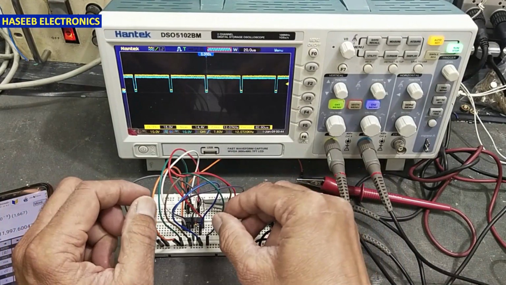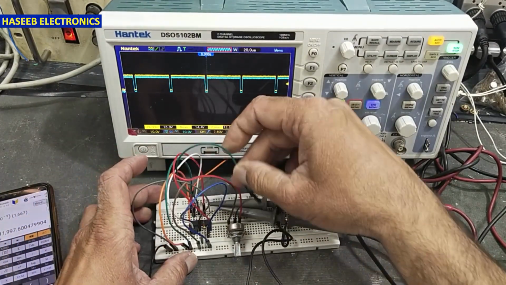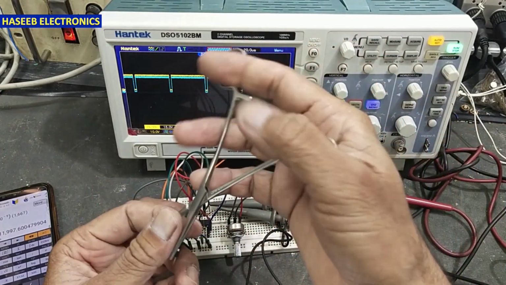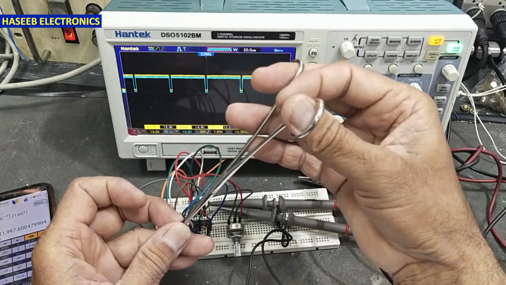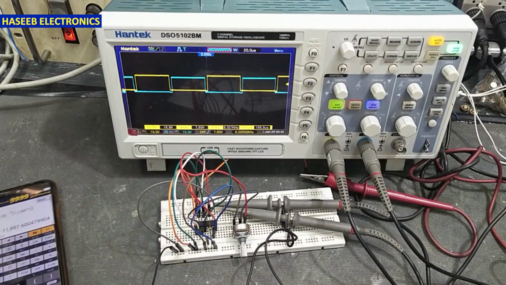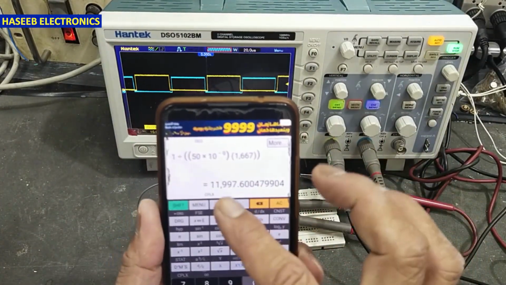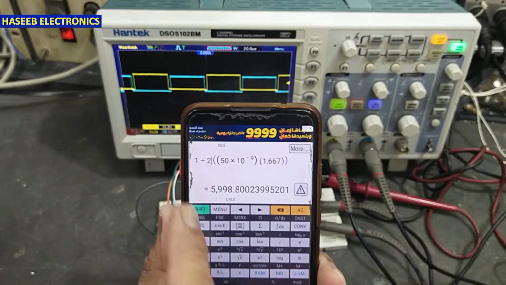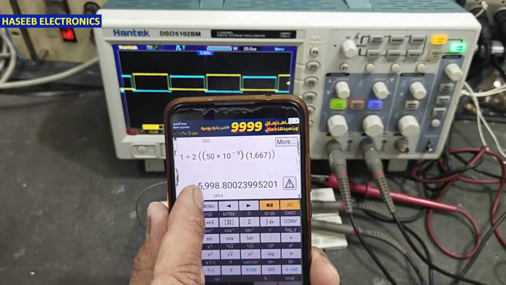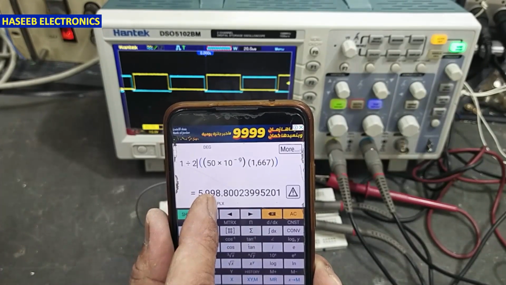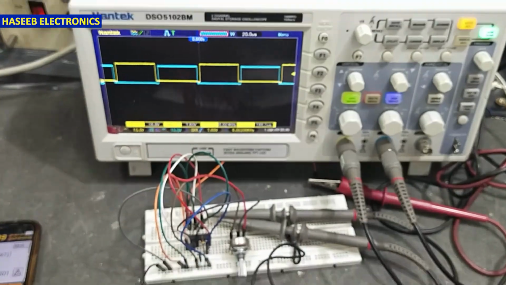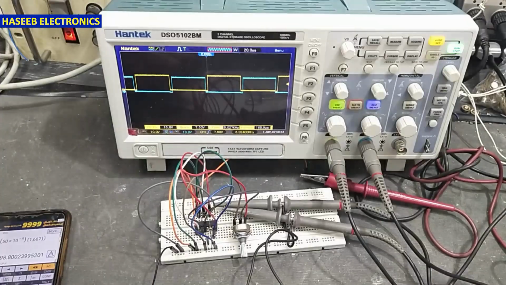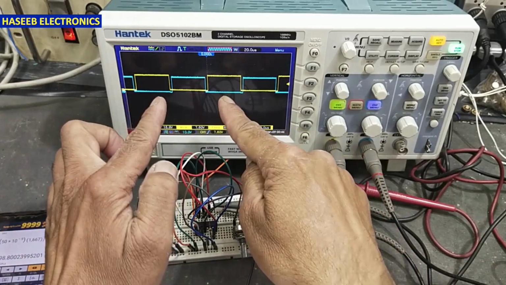If we connect pin number 13 to the reference voltage, that is from pin number 14, now I connected pin number 13 to pin number 14. At that time the frequency will be 1 over 2 CT times RT. This time it is 5998 hertz in calculation, and if we see in practical, it is 6.02 kilohertz. So that's good. Now we can see both signals are opposite to each other.